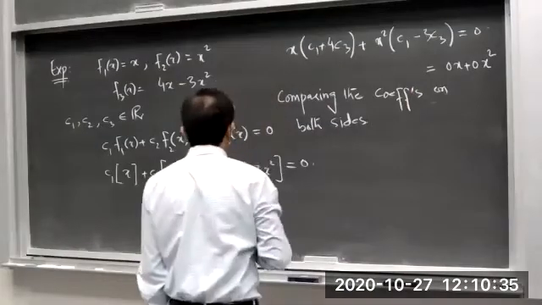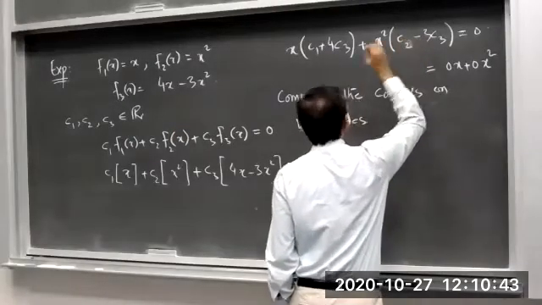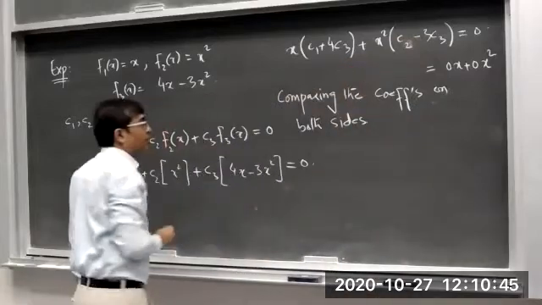Will this not be x squared times C2 minus 3C3? x squared times C2 minus 3C3. Here, yes, it will be C2 only. Thank you very much.